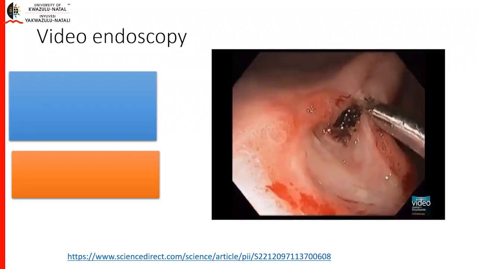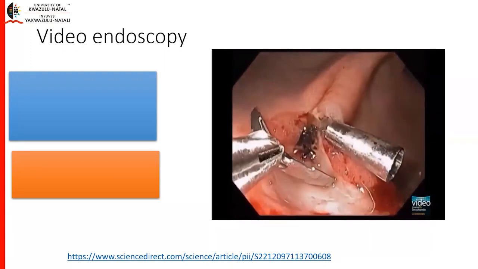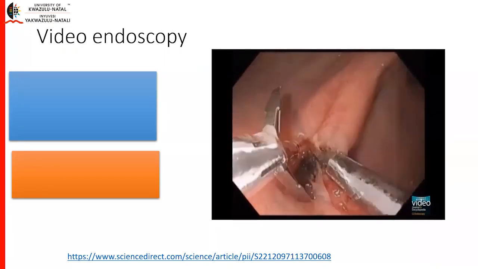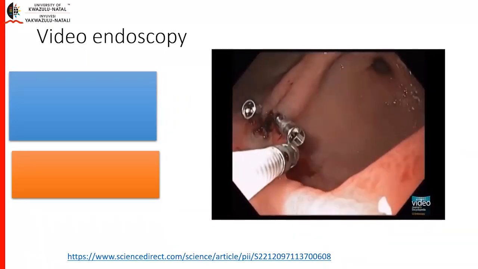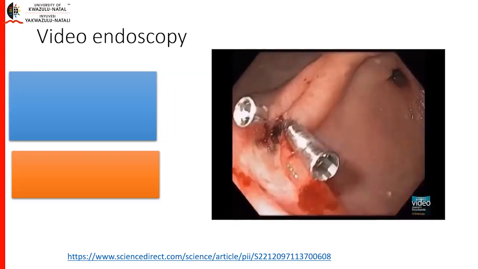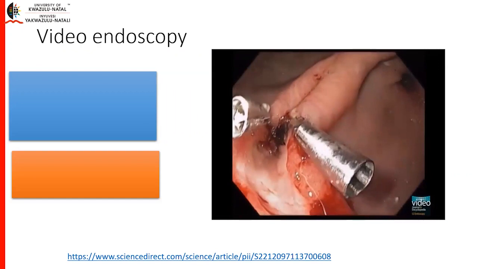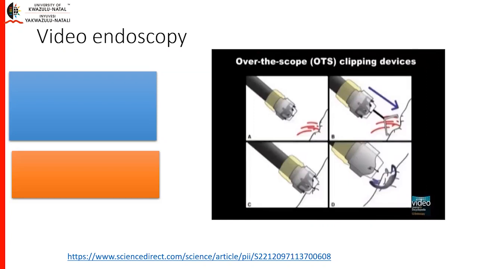To maximize the amount of target tissue captured inside the endoclip during clip closure, suction is recommended, with opened clip arms gently pressed over the target tissue immediately before clip deployment. In approaching ulcer bleeding, over-the-scope clipping devices can also be used.